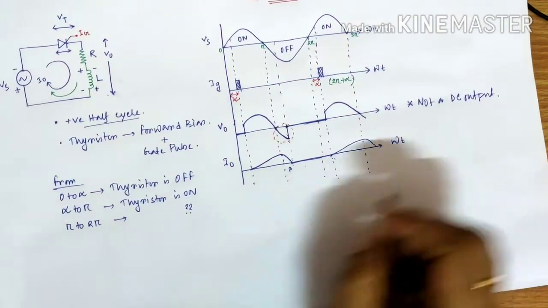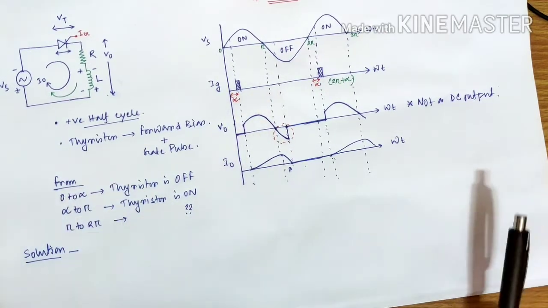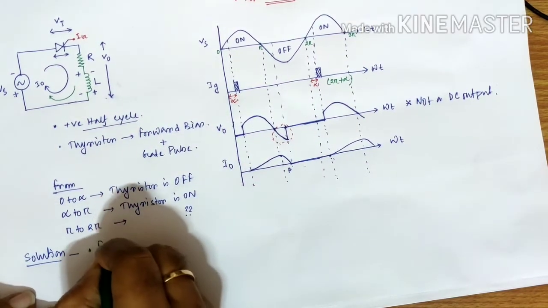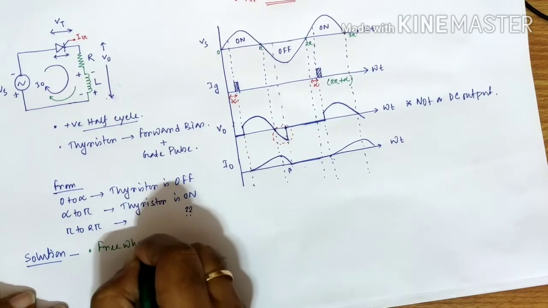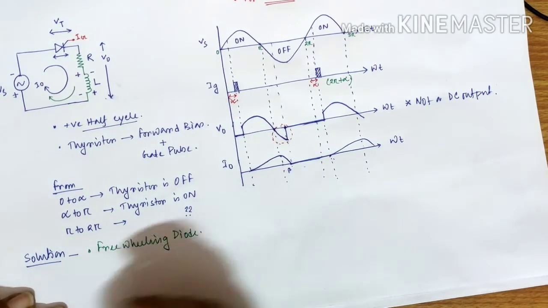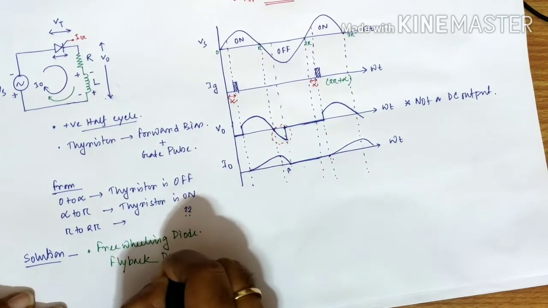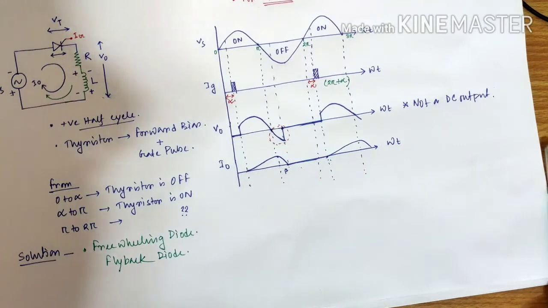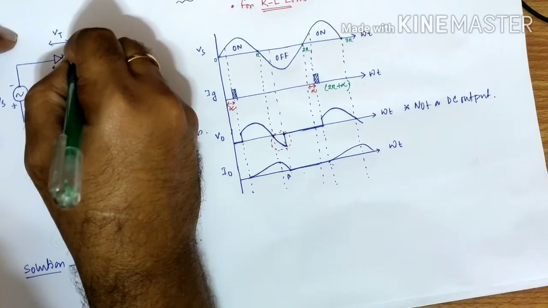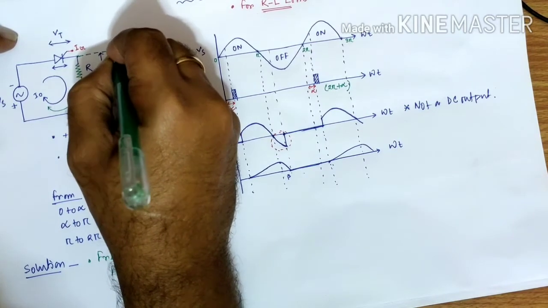The solution is that we have to connect a freewheeling diode, or sometimes it is called a flyback diode. What is that? Further we need to know the circuit arrangement. So I am drawing here. This is the change that we have to do here.